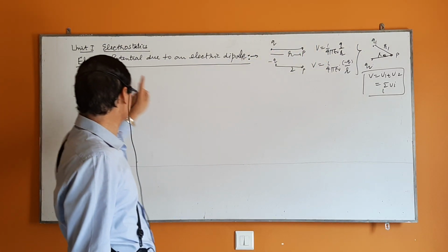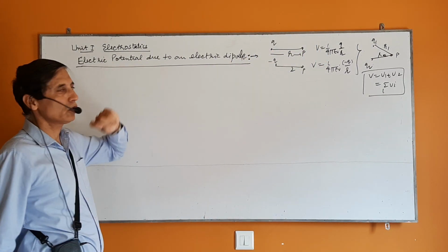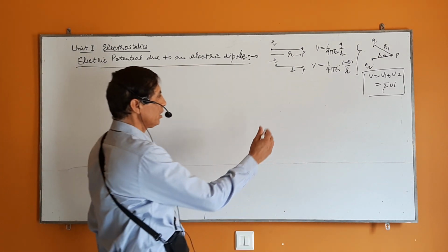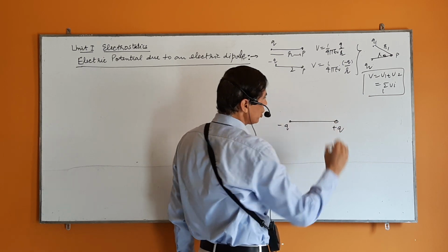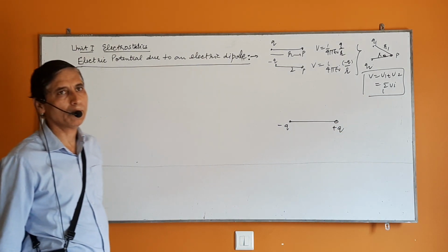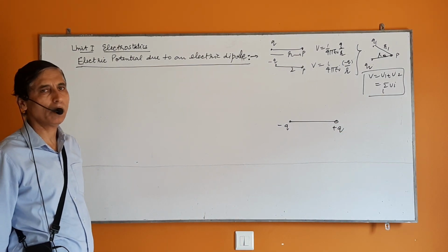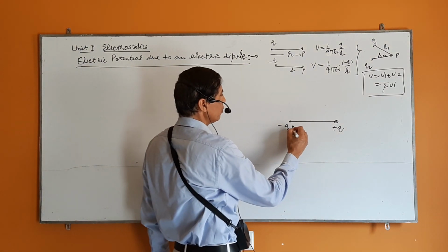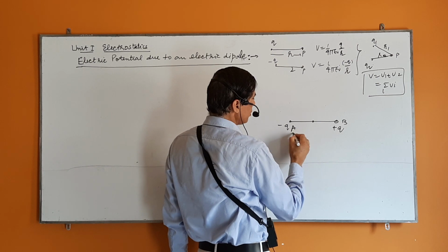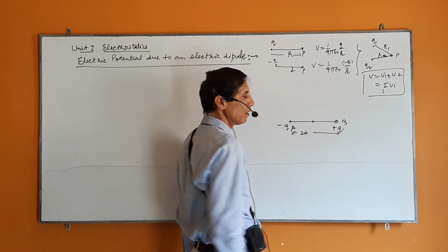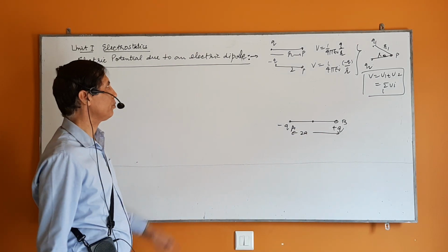Now we come to this topic, electric potential due to an electric dipole. We know what an electric dipole is. An electric dipole is an arrangement of two equal and opposite charges separated by a small distance. Suppose this AB is an electric dipole. This charge is minus q, this is plus q, and the distance between them is twice a, 2a. We want to calculate the potential.